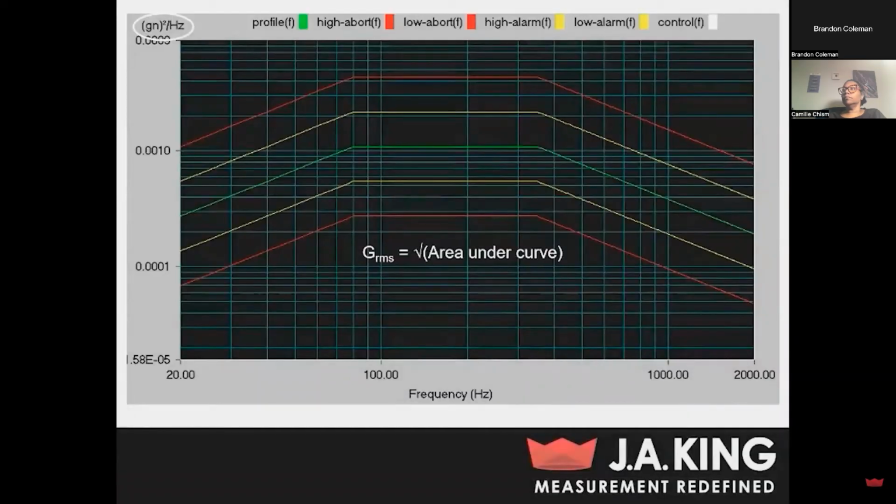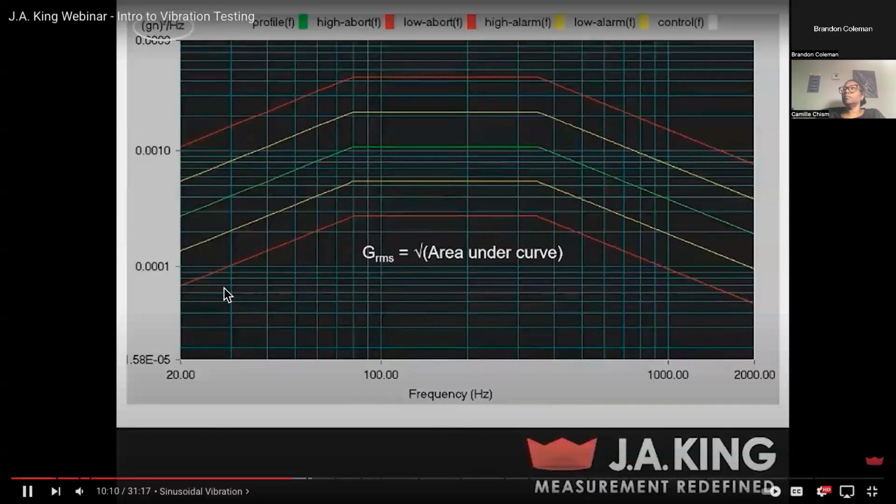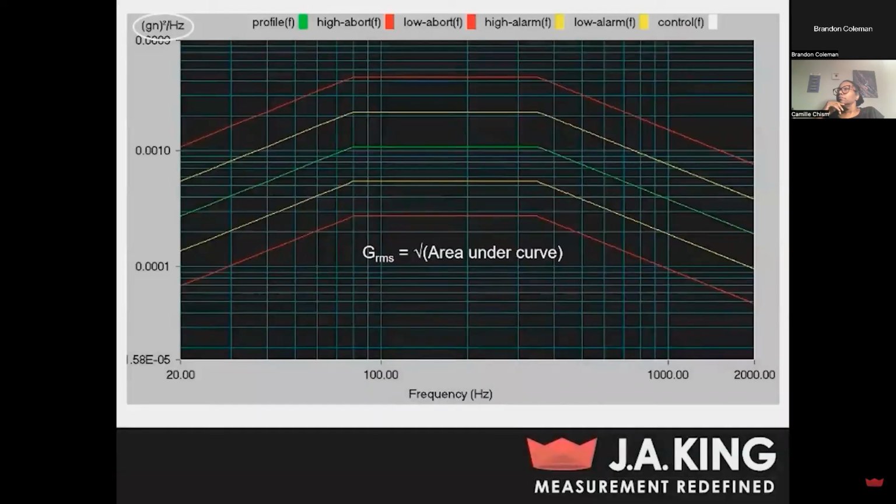Also, I want to point out the y-axis. You can see for sine testing, it was just g's, it was just your acceleration. And in random vibration testing, we've got g squared per hertz. These units kind of confuse people sometimes, but essentially, when you take your acceleration, square it, and divide it by the frequency, you're essentially just normalizing those values. And this is important here because the acceleration during random vibration testing actually depends upon the bandwidth that you measure that acceleration.